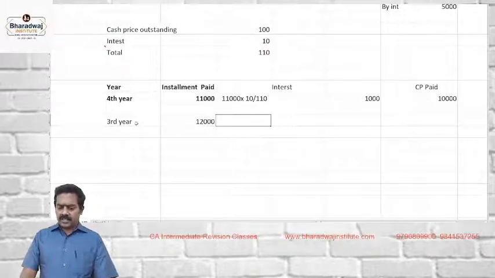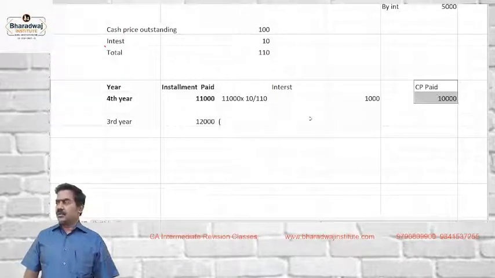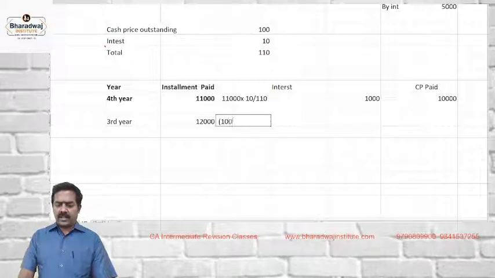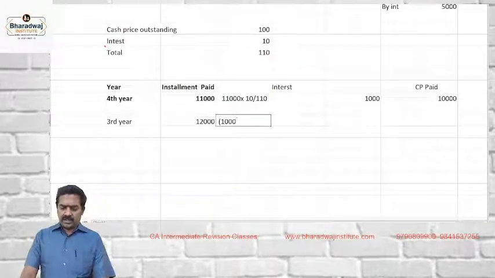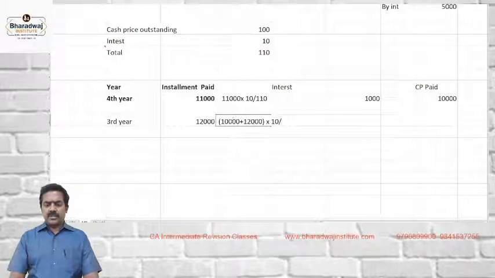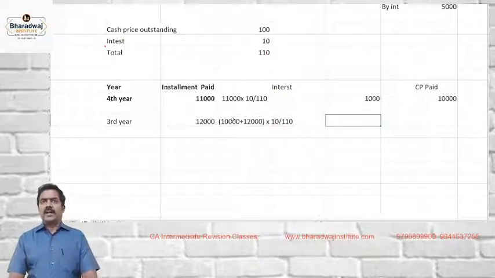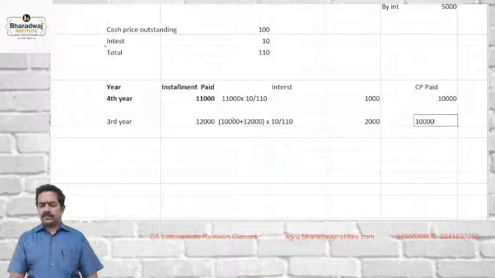Then coming to third year, what is installment paid? 12,000. Listen, at this time, we are in which year? Third year. This 10,000 also would have been outstanding. So that 10,000 plus how much we pay? 12,000. 10,000 plus 12,000 into 10 by 110. Please remember, we are doing reverse working. So 22,000 into 10 by 110, how much will it be? 2,000. So cash price paid is 10,000.